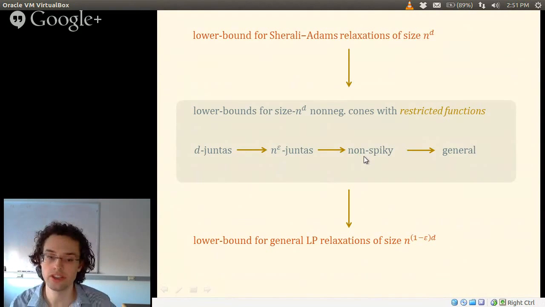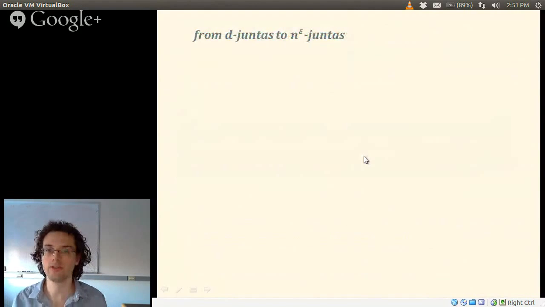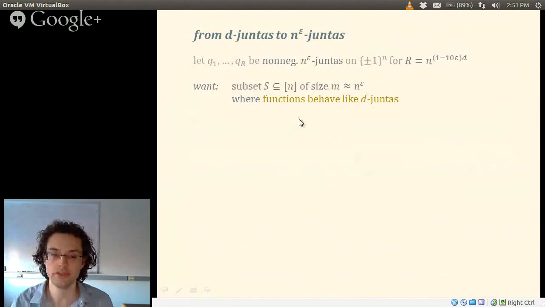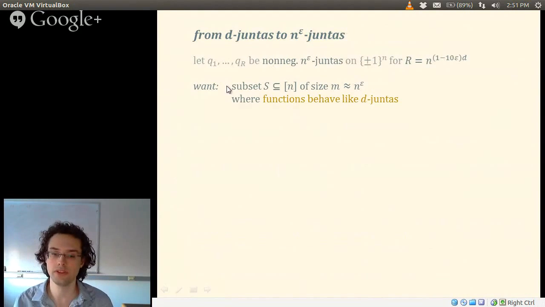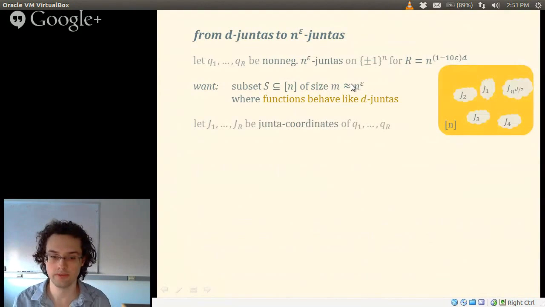Each of these steps is very simple. It may not be clear why the proof should work by breaking up into these pieces, but it turns out to work. So let's see the steps. We want to go from d-juntas to n to the epsilon juntas. Imagine that we have R functions that are n to the epsilon juntas, and R is roughly n to the d. So we have these n to the d functions, and they are n to the epsilon juntas. Now we want to say that there exists a subset of the vertices, not too small, where these functions behave like d-juntas. That would be good, because then we go from n to the epsilon juntas to d-juntas. So what does it mean to find the set?